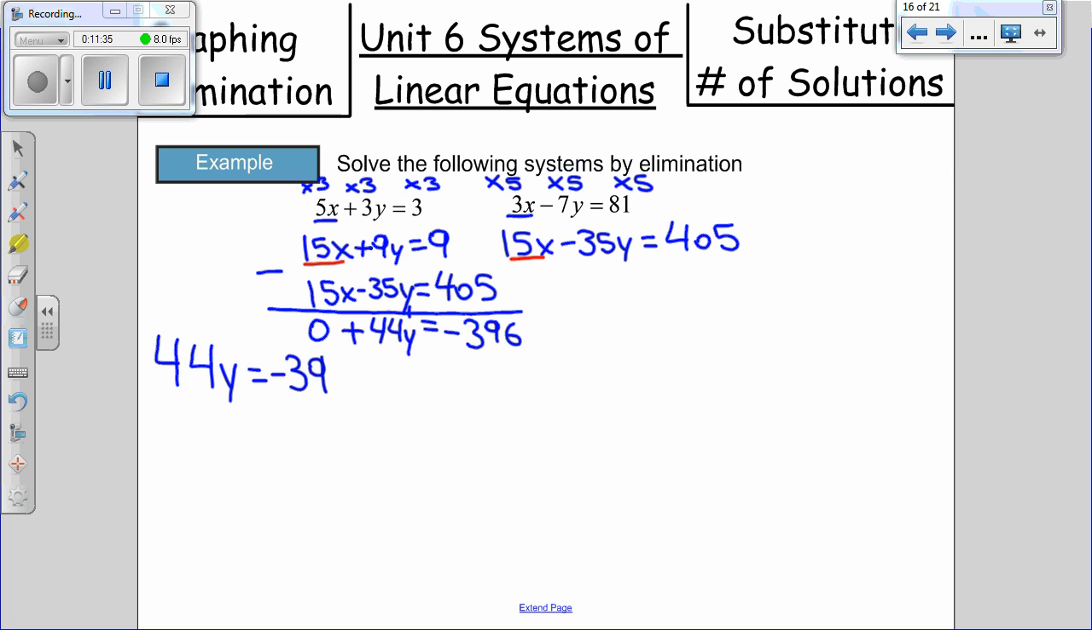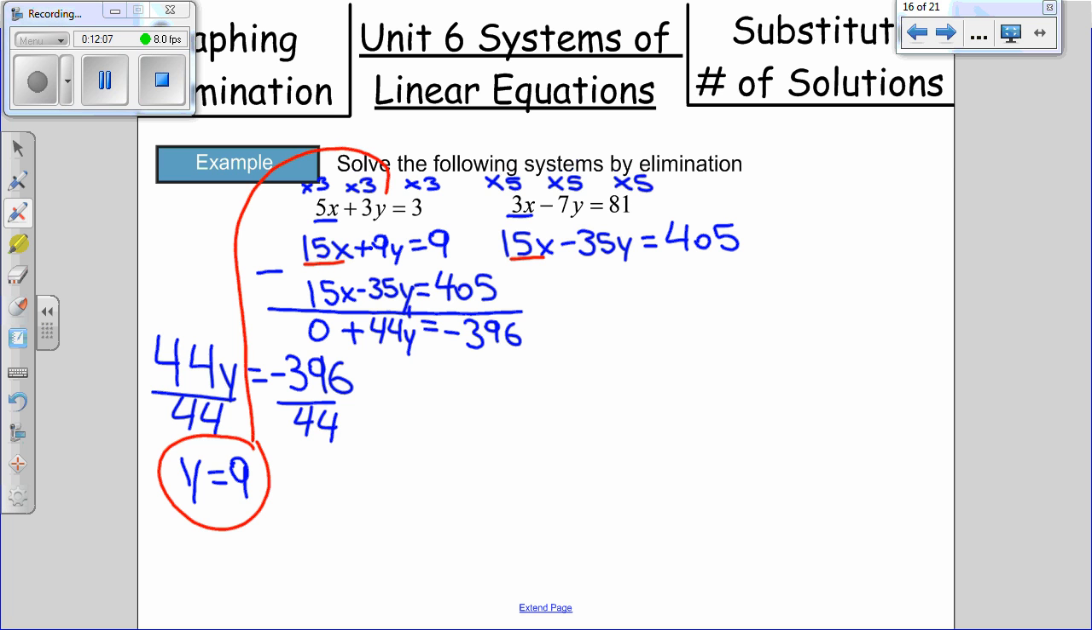If I want to figure out what y is, then I need to divide both sides by 44. So divide by 44, divide by 44. And you should get that 396 divided by 44, y equals 9. Once you figure out the first one, you take your answer and substitute it back into one of our original equations. I'm going to sub it in right there.